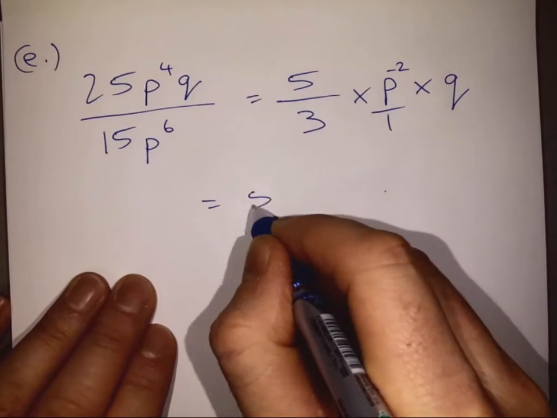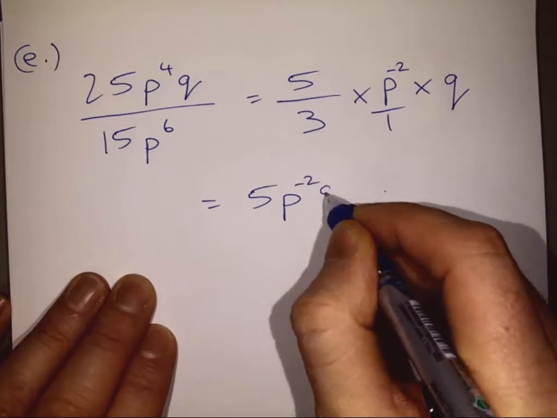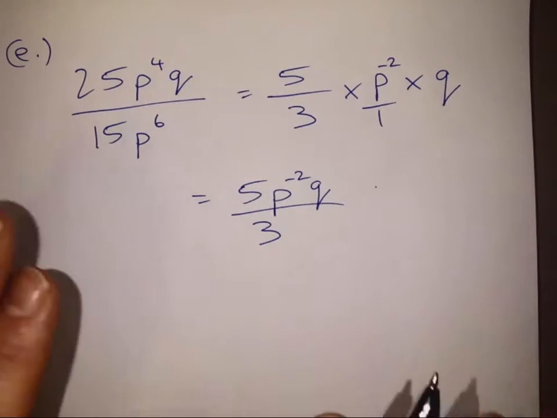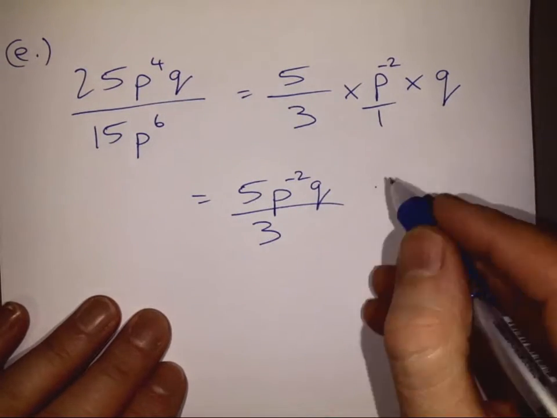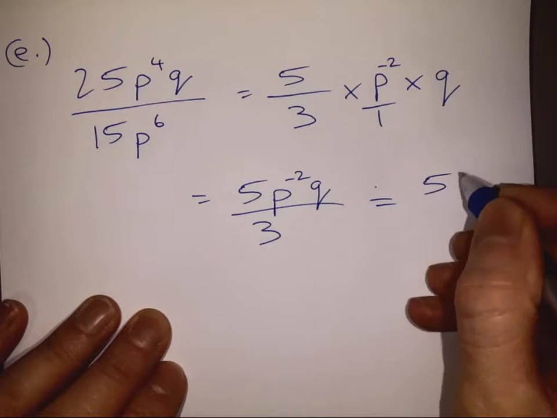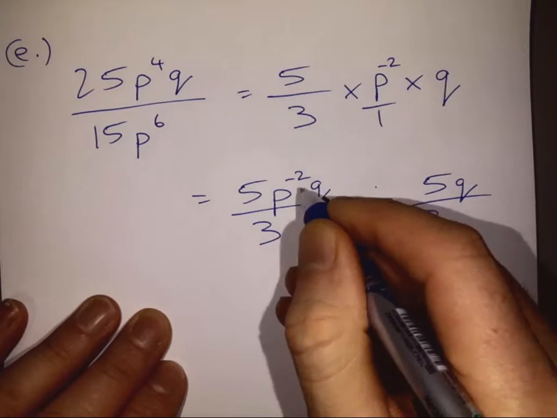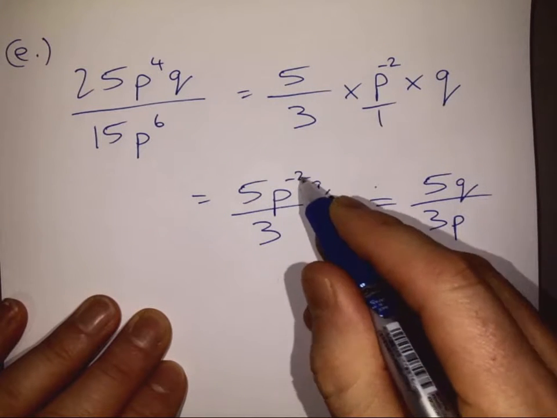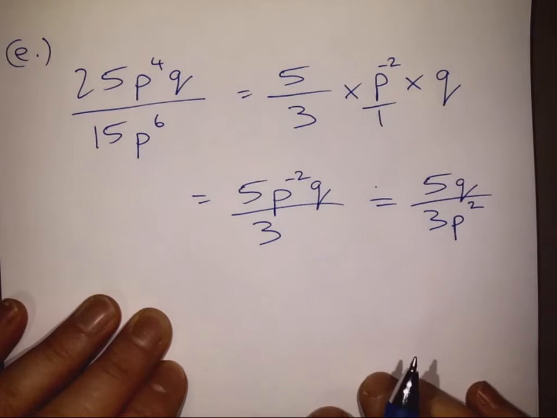And that's a perfectly good answer, but we can also write it like this: 5q over 3. We can bring the p downstairs and the sign here changes. We can write it like that. Maybe that looks a bit better perhaps. These are completely and exactly the same.